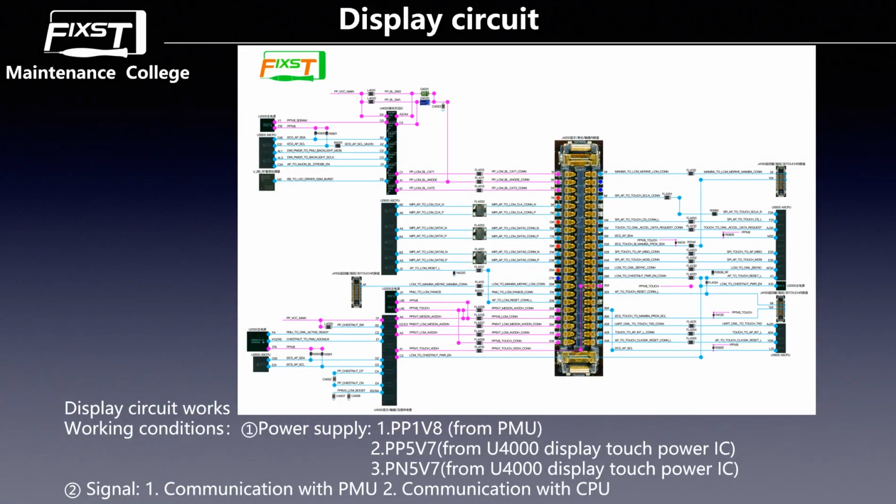The display circuit needs two conditions to work normally. One is power, the second is signal. For the power, there are three power supplies. One is the 1.8 voltage power.